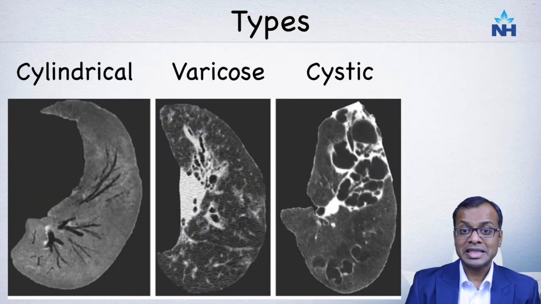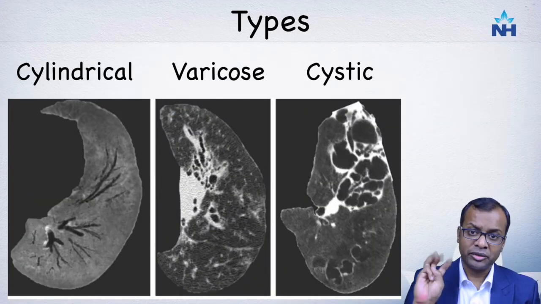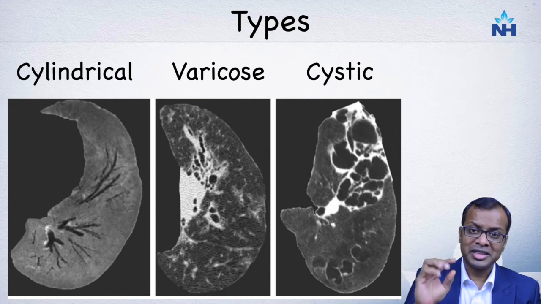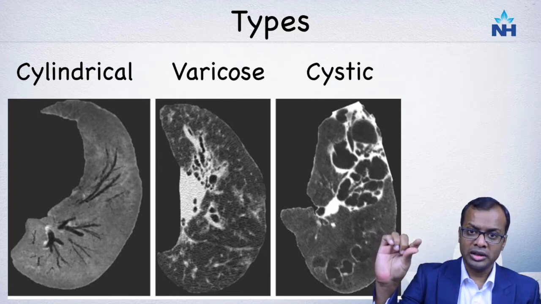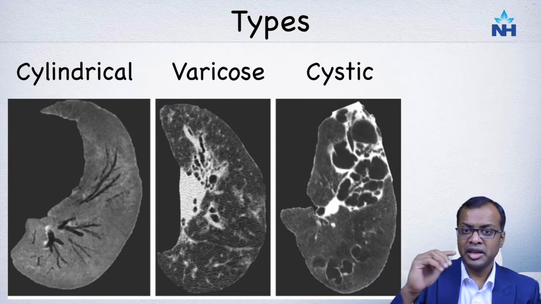When we talk about types of bronchiectasis, there are 3 types of bronchiectasis that we deal with. The most common type is the cylindrical bronchiectasis, where we see elongation of the bronchi along the path, and it is very simple and the most common type of bronchiectasis.